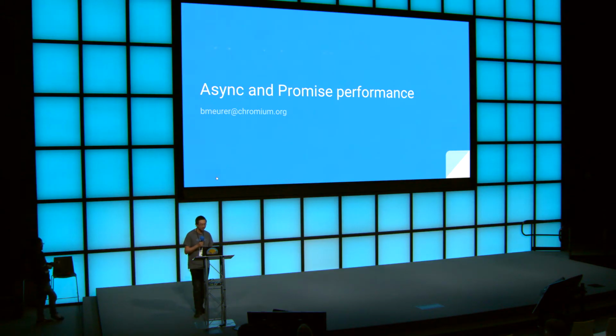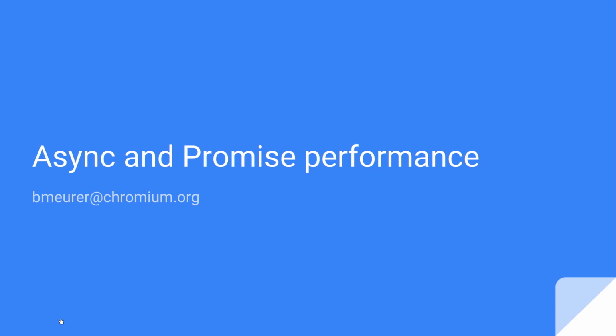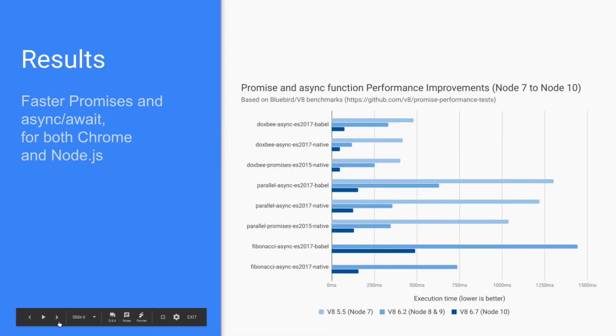Okay, next thing. We also have been investing a lot of time in making sure that async await and promises are fast. The reason is that async await and promises allow some pretty cool usage patterns since they were introduced in JavaScript, but to make sure that people actually use them and do not worry about performance, well, we have to make them fast.